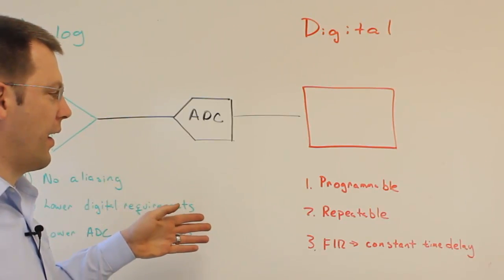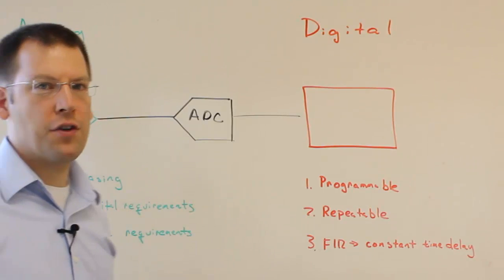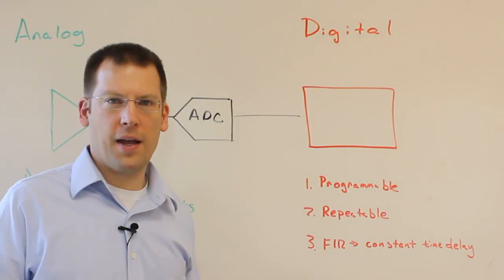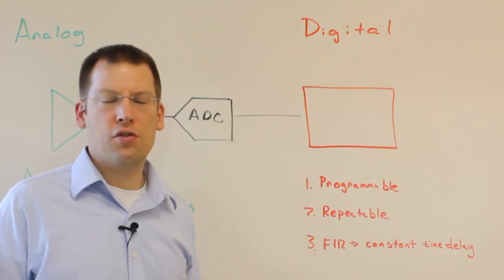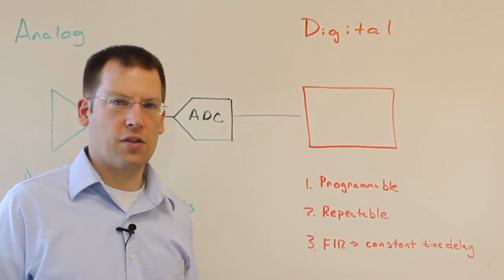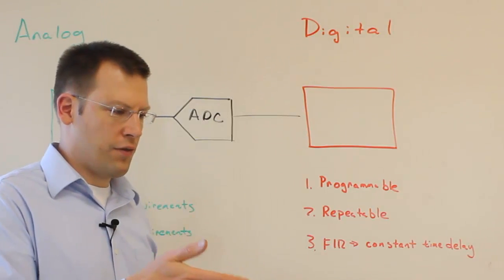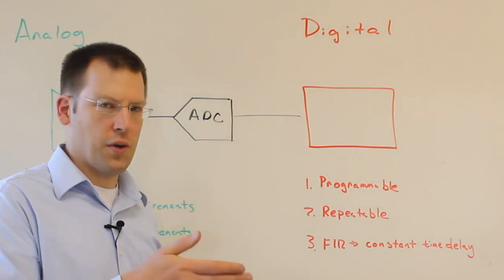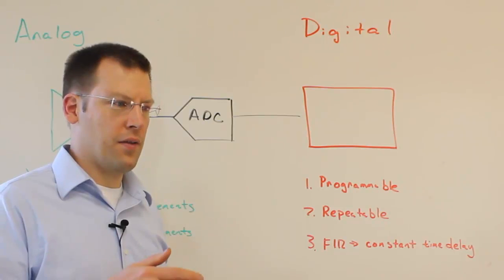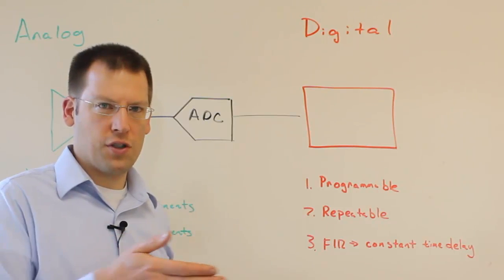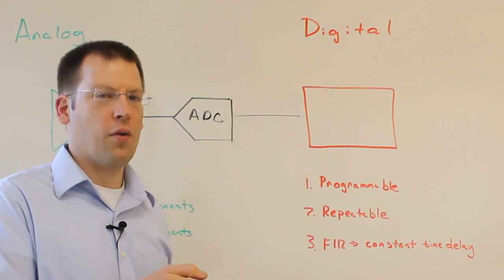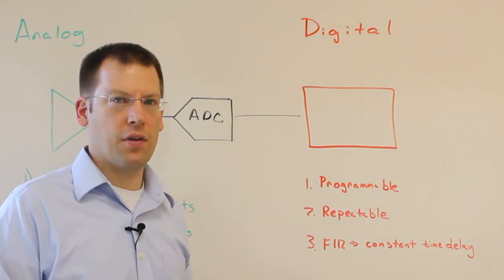And then the final advantage of a digital filter, if you're using an FIR, so this doesn't apply to IIR, but if you're using an FIR filter, inherent in the architecture is that you're going to get this constant time delay. So if you're filtering something that you want to look at in the time domain, then you know that you're not going to get any distortion from one frequency arriving earlier than another frequency.